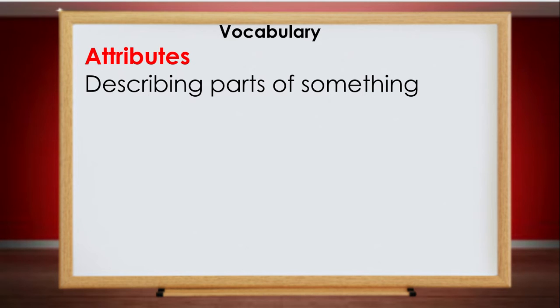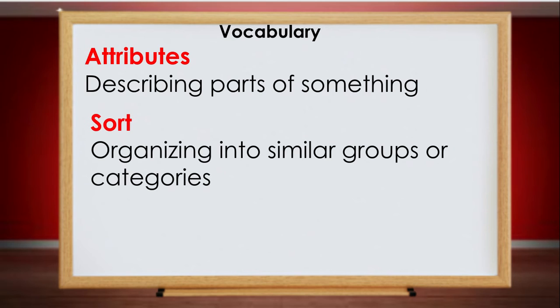Our first word is attributes, and attributes is describing parts of something. And then our word sort means organizing into similar groups or categories. So for us to be able to sort or organize into groups, we first have to think about the attributes or the similar parts that you may see or the different parts you may see within shapes.